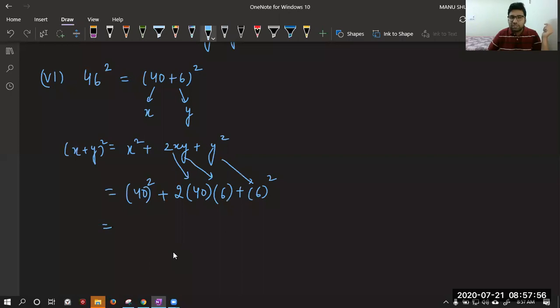40 square is 1600. 2 sixes are 12, 12 fours are 48, and 48 with a 0 coming, so 0 will come. 6 sixes are 36. Now if you add them, you will get the answer as 2116. Simple. Any issue?